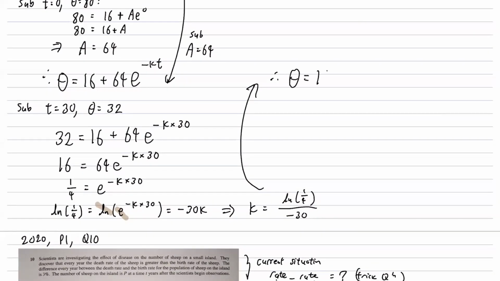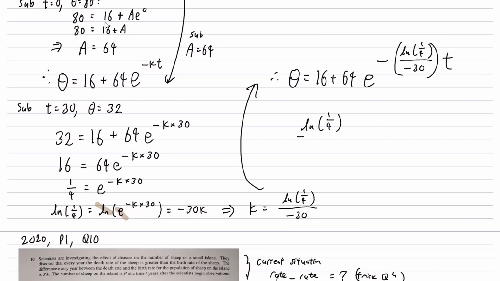Don't waste time. Just sub back in directly into the equation. Therefore, theta equals 16 plus 64 times e to the negative k times t. Then you just copy and paste. During exam condition, they cannot fault you. This is correct. You don't need to clean up. If you really wanted to, you can clean up.